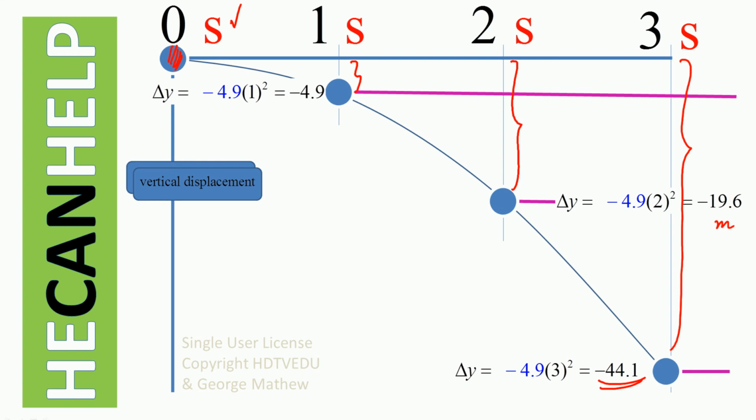So we have time, we have the displacement, and when we plot that, this is what we get. So 4.9 below when t is equal to 1 second. When t is equal to 2 seconds, we are 19.6 meters below. When t is equal to 3 seconds, we are 44.1 meters below. So this is our graph.